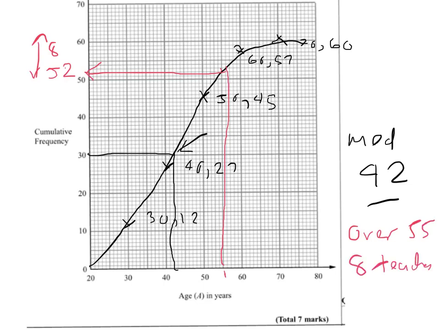Just bear in mind that I would have used a ruler if I wasn't using this iPad where I can only use my finger, but I'd draw a nice straight line and get the exact answer. But I think that's good enough, and that would be very close to the real answers. So I hope that guides you through this 7-mark cumulative frequency question.